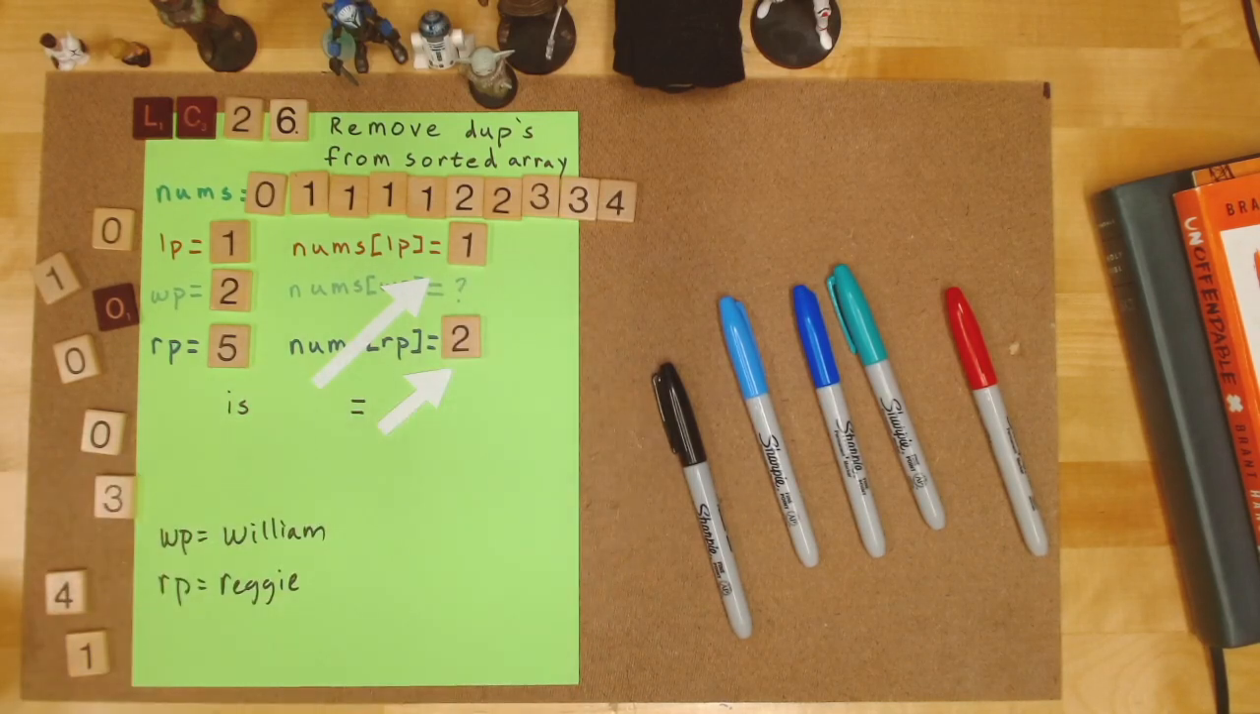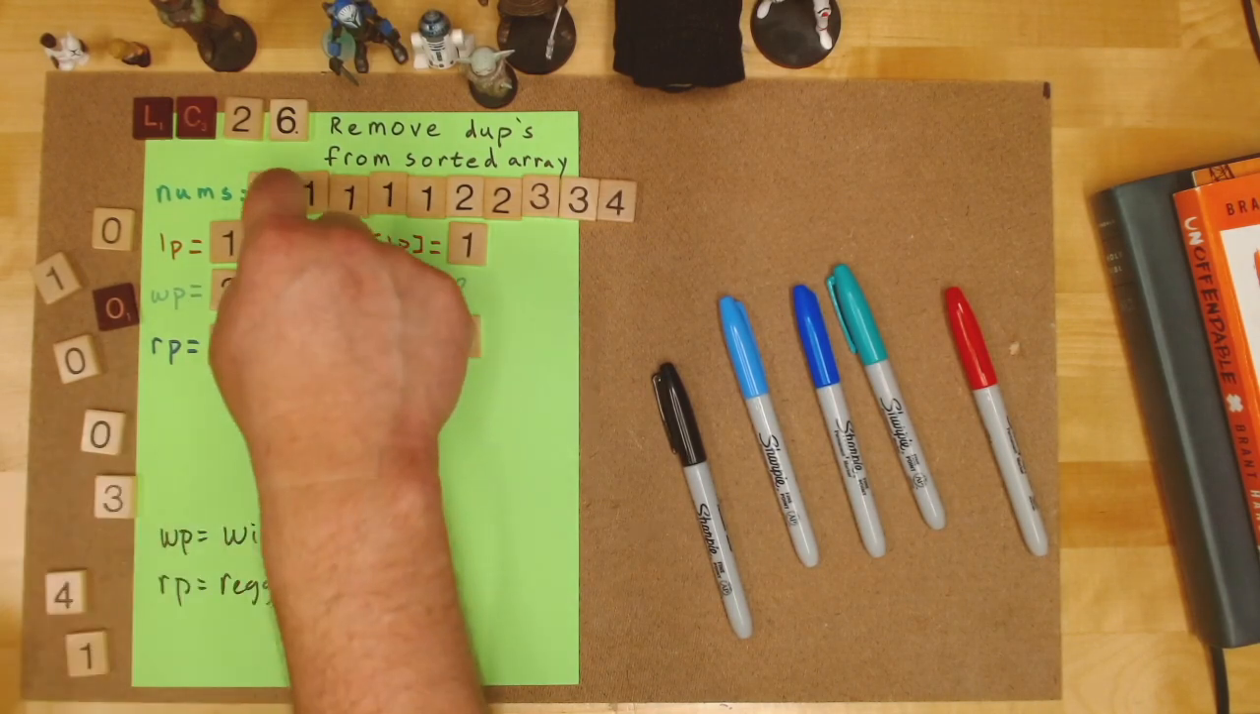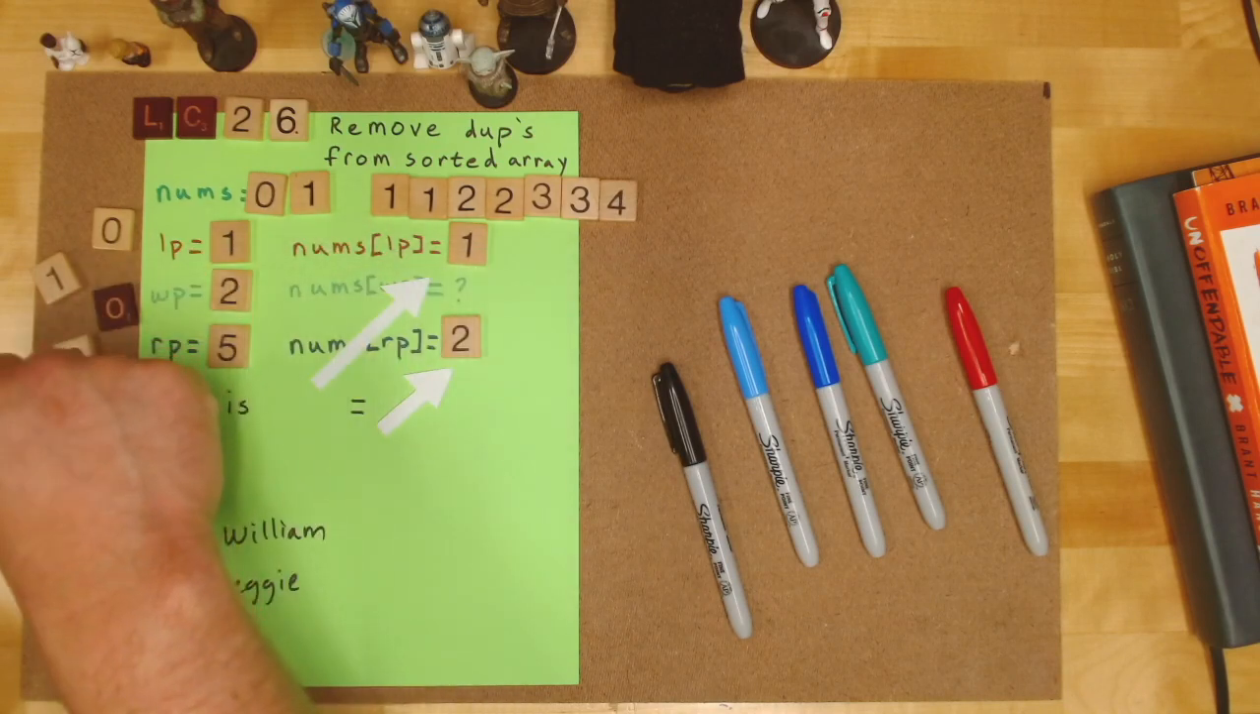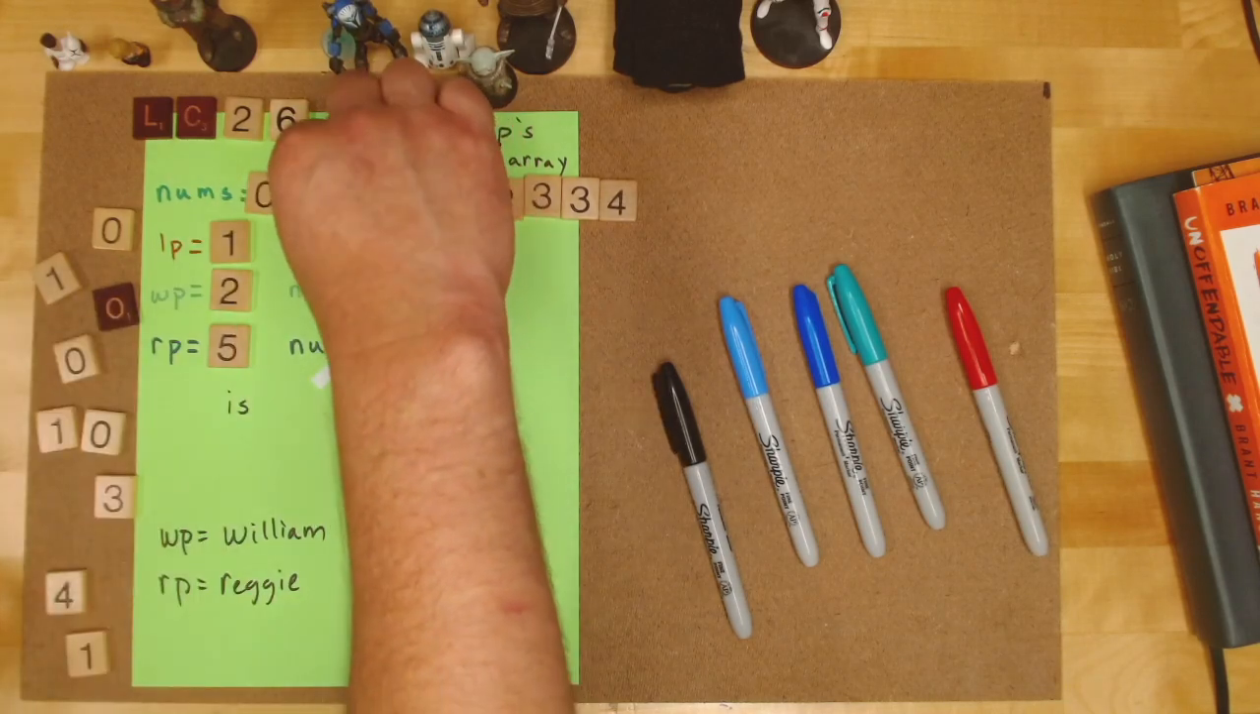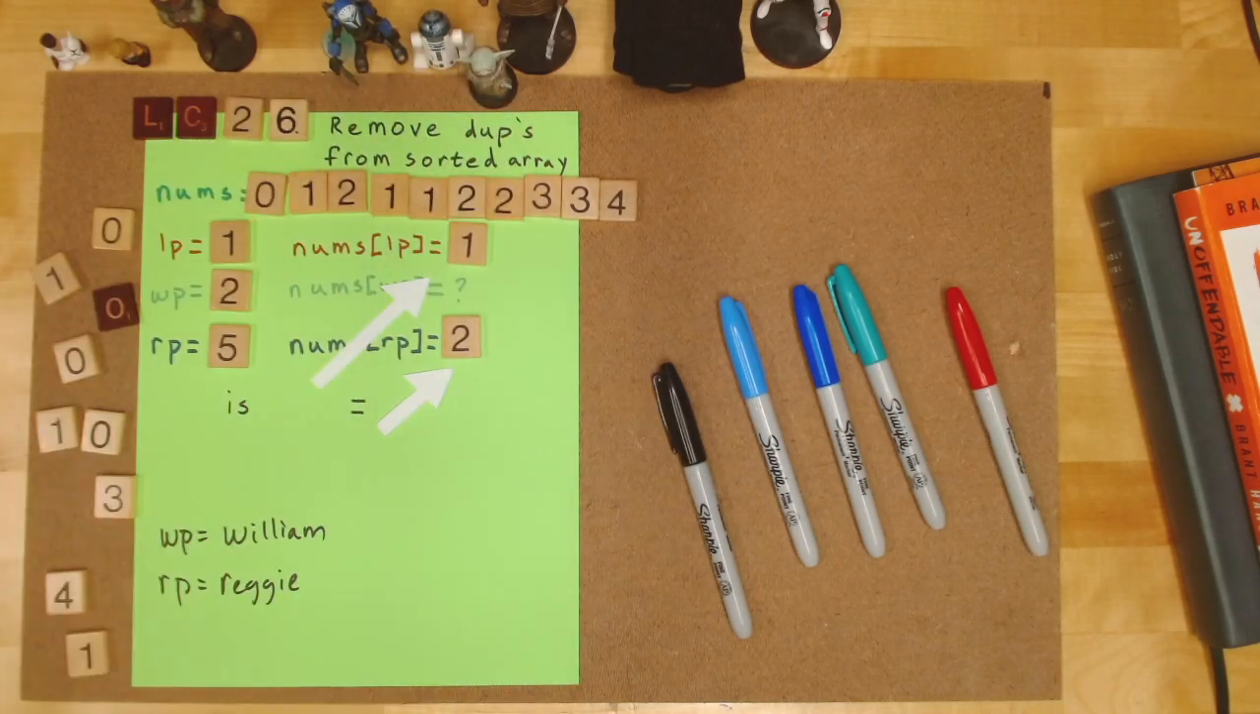Okay, and now that they're not equal, remember, this is where we get to do our work. So we're going to update nums at our William pointer. So 0, 1, 2. You're not 1 anymore. You're going to become the value at our Reggie pointer, which is 2. Let's grab a 2. And then we just continue this process throughout the length of the array.